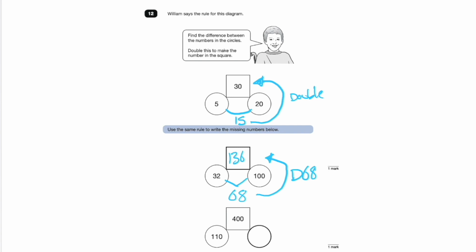But our second one is a little bit harder because now we have to come backwards. So if we know we're doubling when we're coming this way, we're obviously going to halve when we're coming the other way. So what's half of 400? Equals 200. So therefore the difference between these two circles is 200. So I'm going to be adding 200 to my 110, leaving me 310. A little bit confusing, particularly on that second one where we come backwards. But understanding doubling and halving here would really help us.